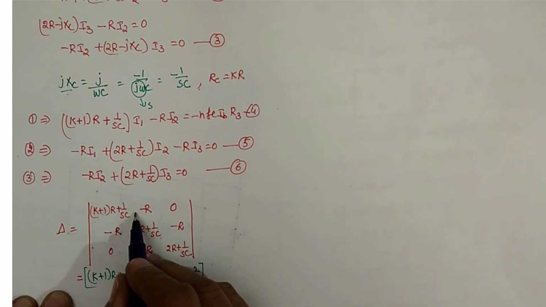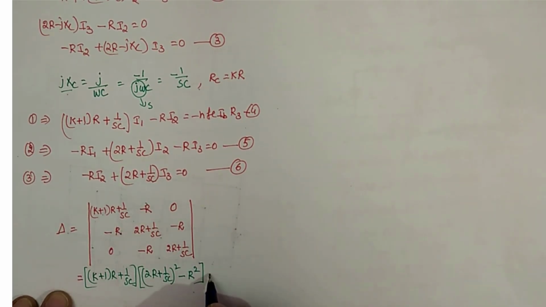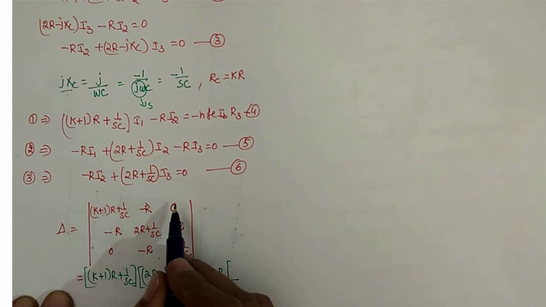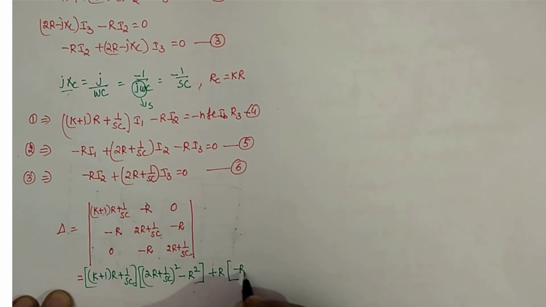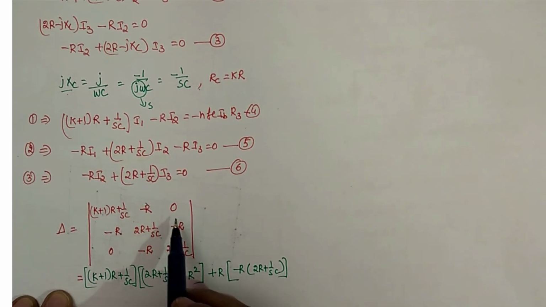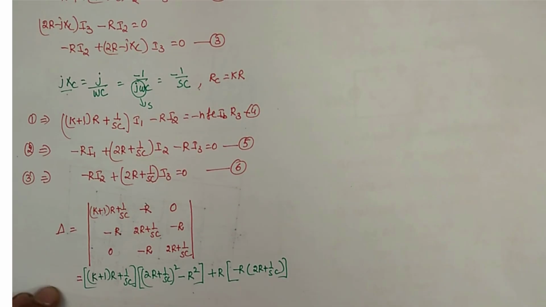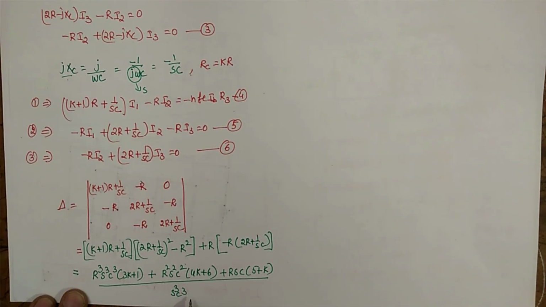Okay, then minus of this second term, that is plus R of, you have to leave this and this. So now multiply this with this minus this with this. So this term becomes 0. So just you have this term, that is minus R into 2R plus 1 by SC. Then this third term plus 0 into the total becomes 0. So now if you solve this, you get this expression. Okay. So this is your delta.